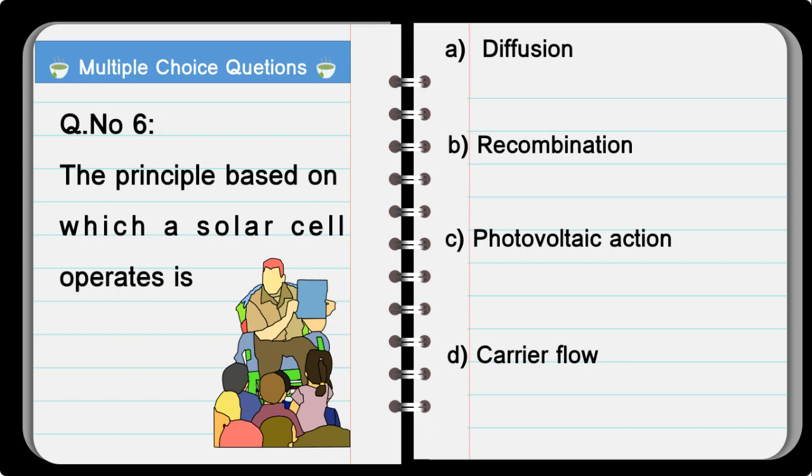Well, students, good morning. The remaining part of the question answer will continue. Listen to me. Question number 6. The principle based on which a solar cell operates is Option A. Diffusion. Option B. Recombination. Option C. Photovoltaic action. Option D. Carrier flow.